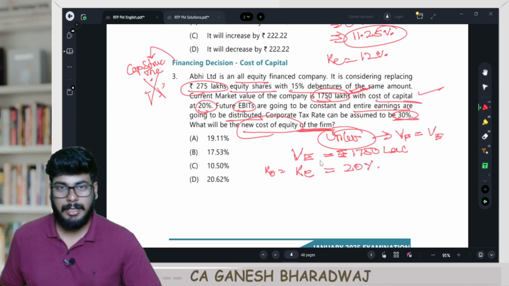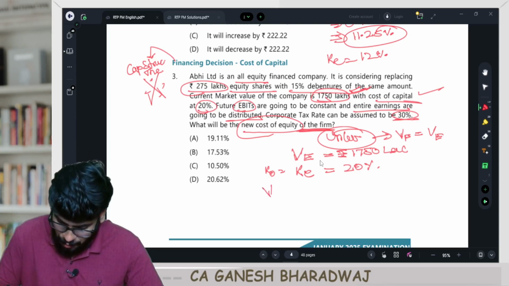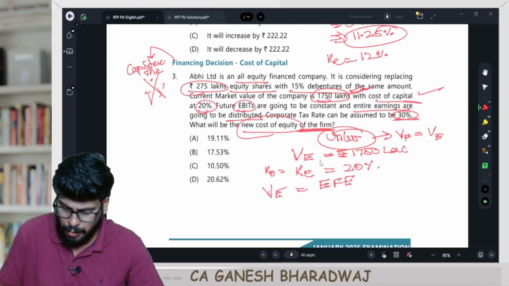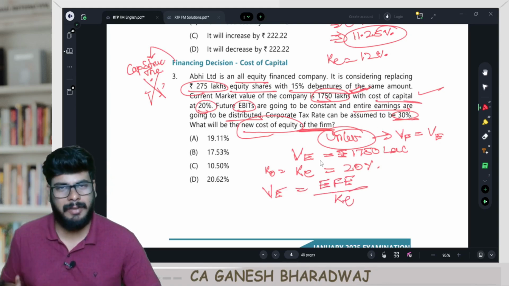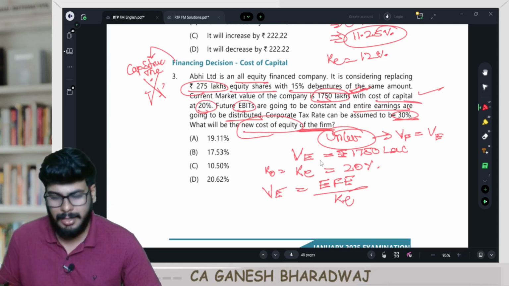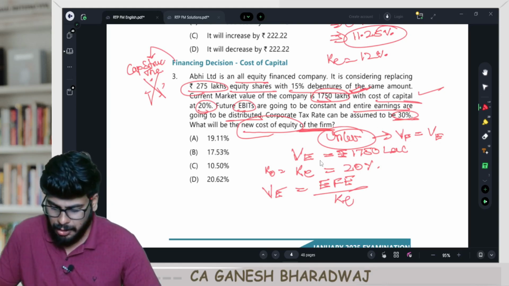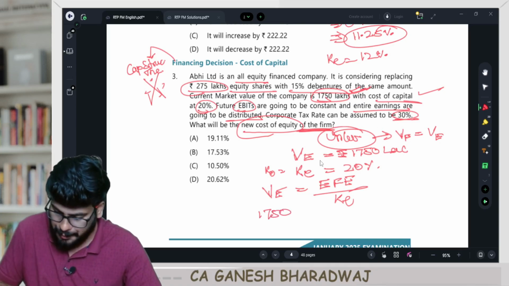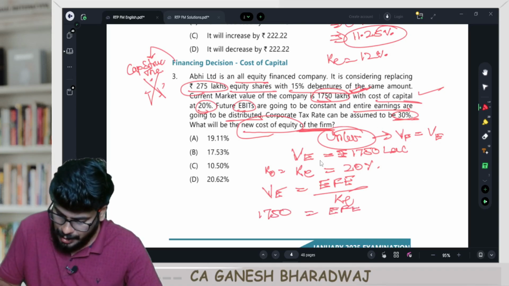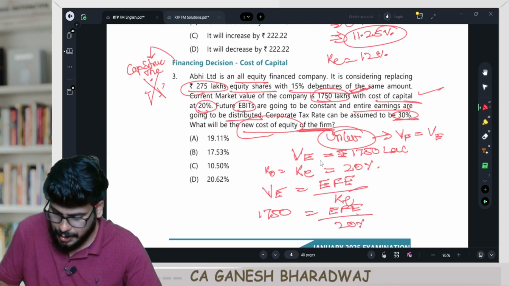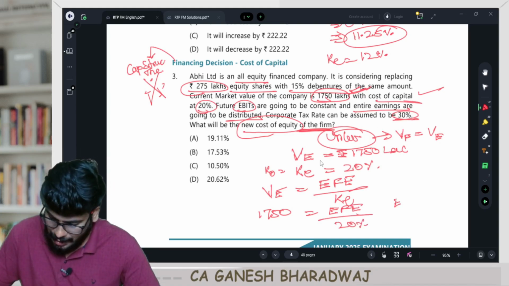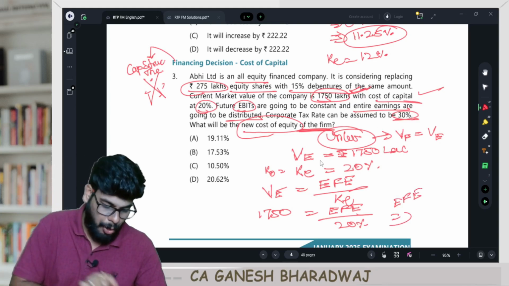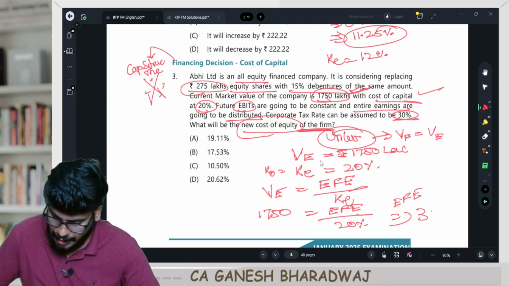Now you tell me, guys, can I say value of equity is equal to earnings available for equity shareholders divided by KE? This is a very logical way of doing it. This is the formula for it. Value of equity is equal to EFE upon KE. Now, I have value of equity 1750 is equal to EFE divided by KE of 20%. Or can I say the earnings available for equity shareholders is equal to 1750 into 0.2. How much is that? Can I say 350 lakhs?